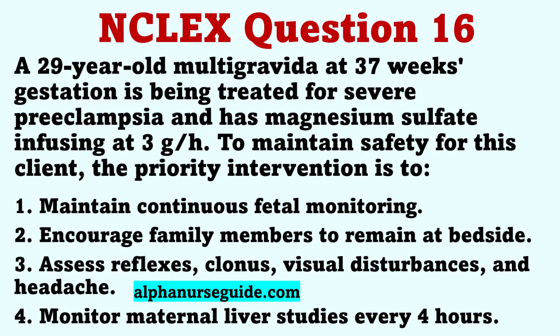A 29-year-old multigravida at 37 weeks gestation is being treated for severe preeclampsia and has magnesium sulfate infusing at 3 grams per hour. To maintain safety for this client, the priority intervention is to 1. Maintain continuous fetal monitoring. 2. Encourage family members to remain at bedside. 3. Assess reflexes, clonus, visual disturbances, and headache. 4. Monitor maternal liver studies every 4 hours.